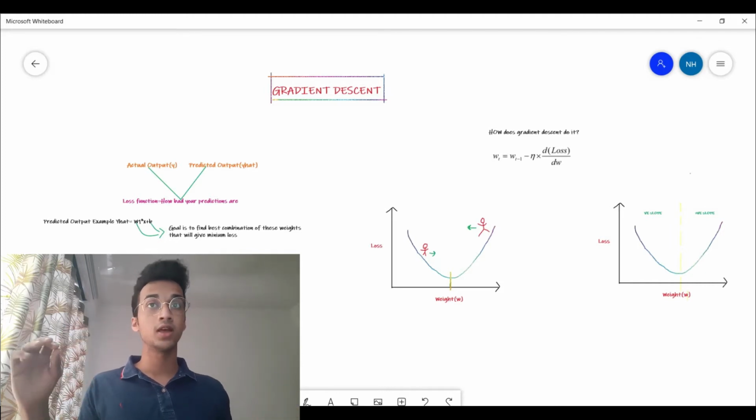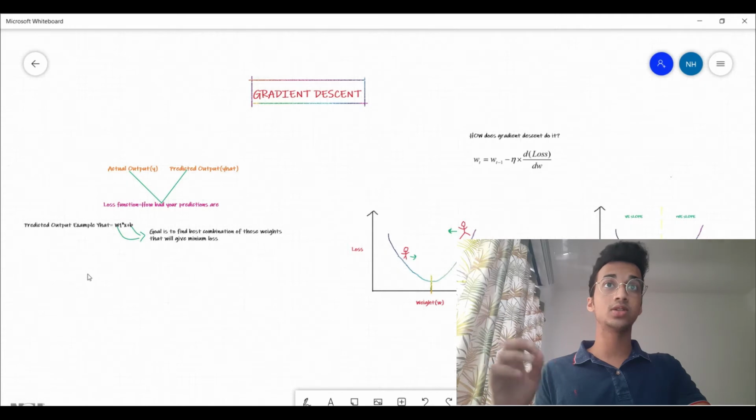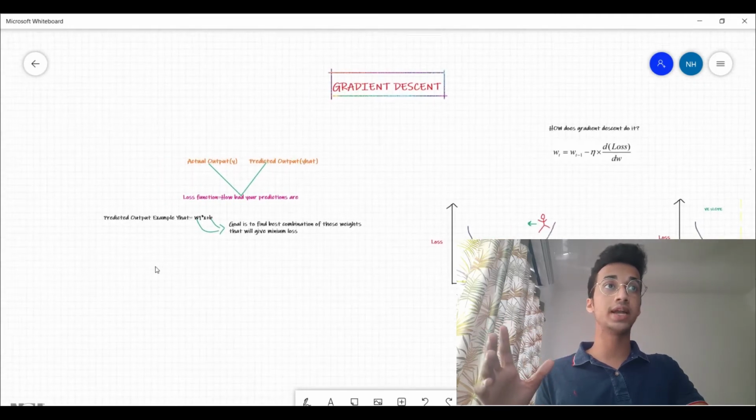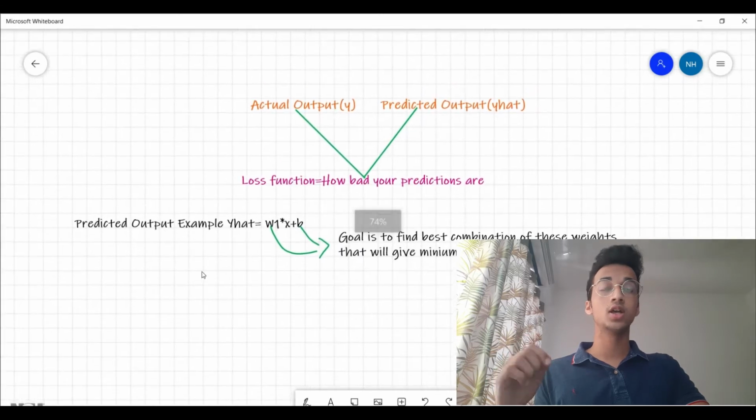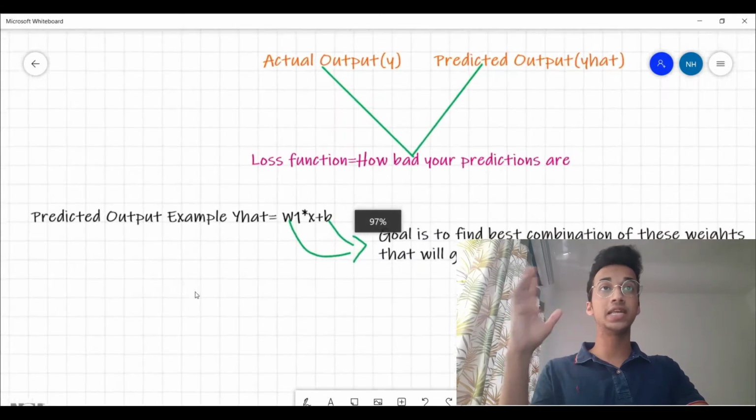So what you're seeing on the screen is everything that you need to know about gradient descent, but for now let's start from the basics. Alright, so what happens in machine learning or deep learning?